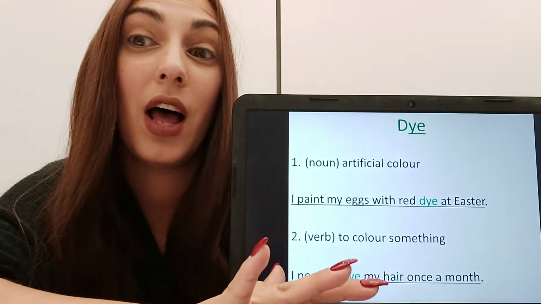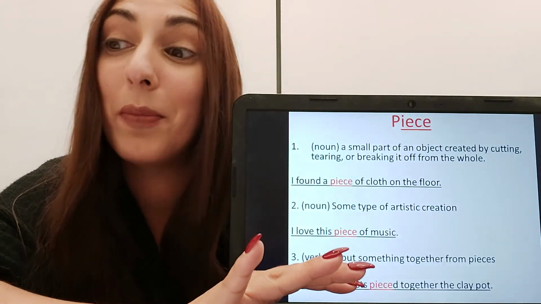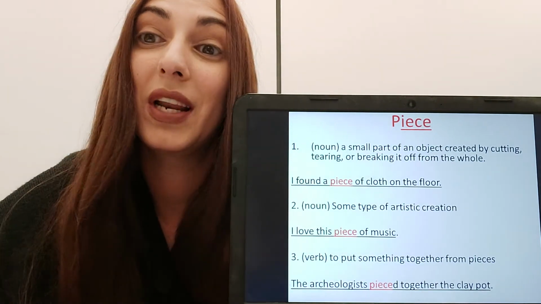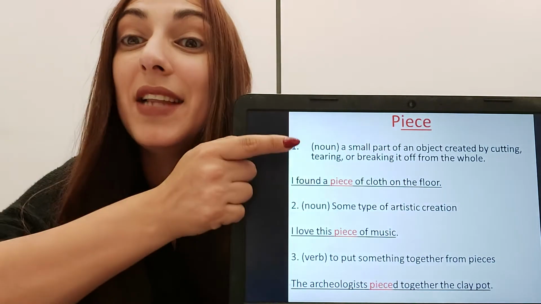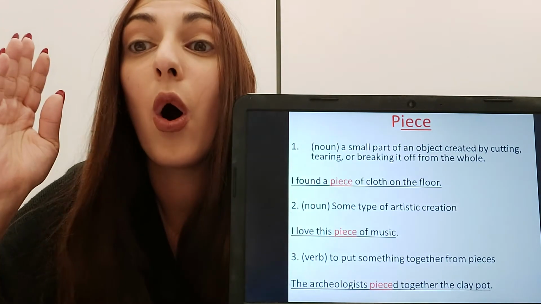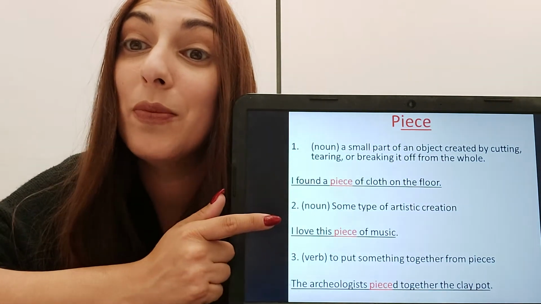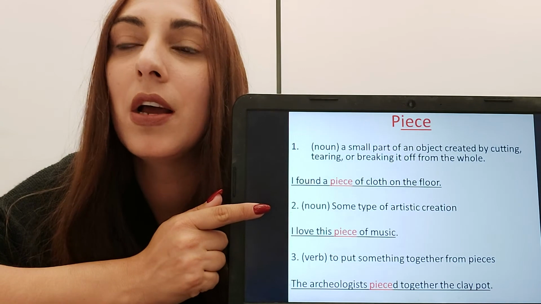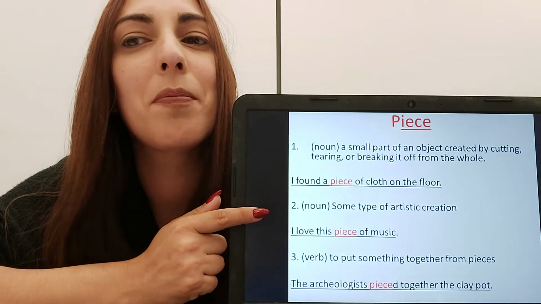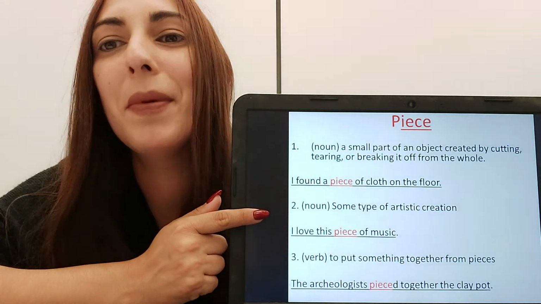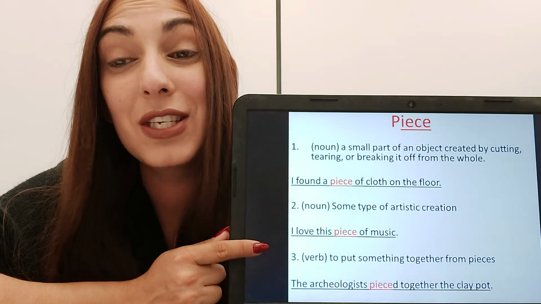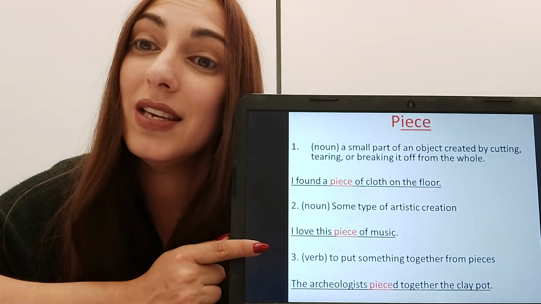Now let's look at our last set of homophones, the word piece. Now obviously this piece is used more frequently than the other one, and as a noun it means that it's part of a whole, a small piece of the whole. But it can also mean some kind of artistic creation, a piece of music, anything that is artistic. Just one part of a whole once again, but a more artistic one. But also as a verb, it can mean to put something together that is in pieces.